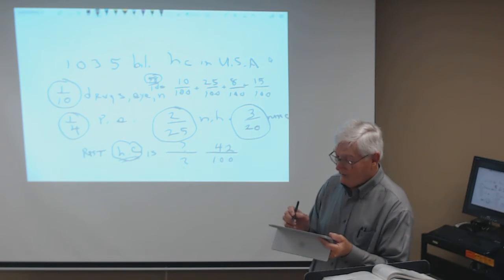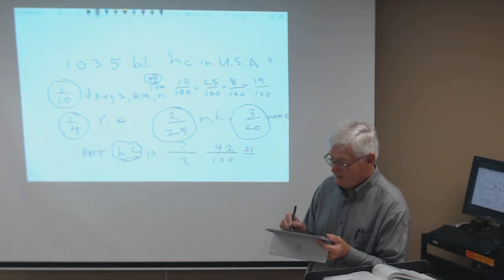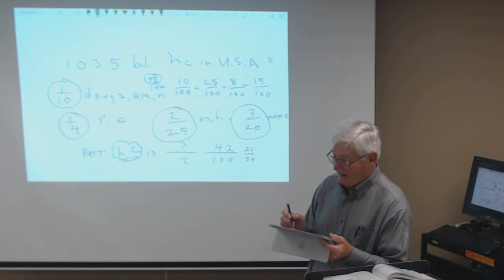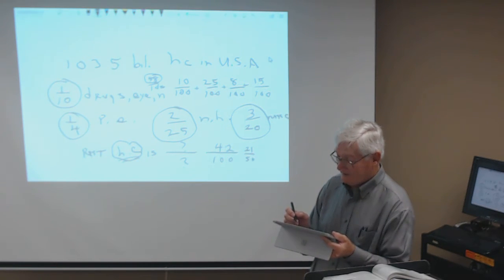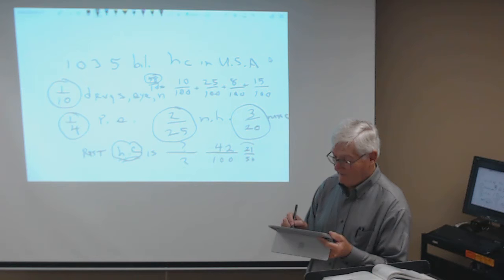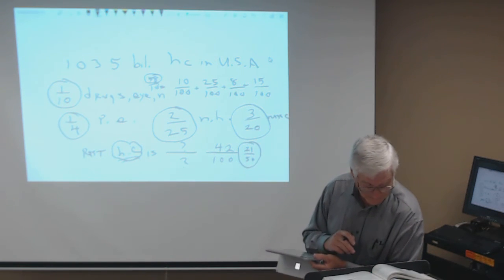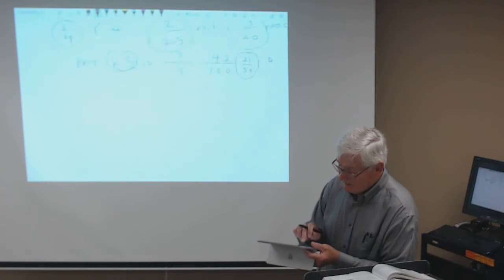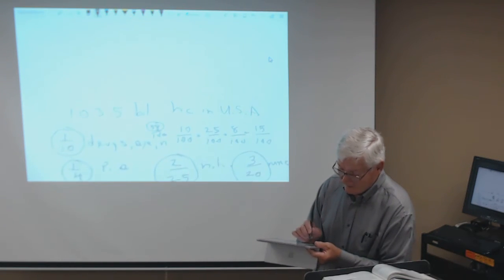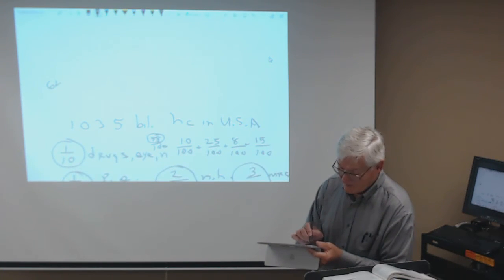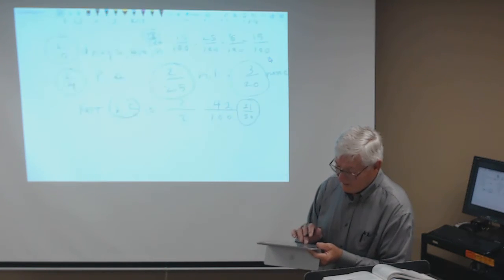So reduce that down, and that would be what? 21 over 50. And it looks like that's as far as it goes, doesn't it? Because I can't divide 50 by 3 or 7. So 21/50 was how much was spent for hospital care. Let's do another one. Better put a number on that one. That was 64. Let's do another one.